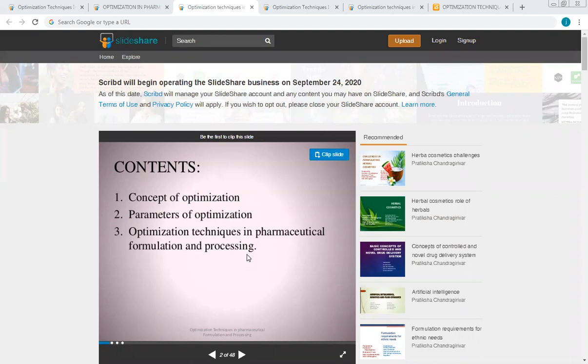Today, I will discuss the topic optimization technique in pharmaceutical formulation. So, firstly, we start this topic. The first one is the concept of optimization, the second one is parameters of optimization, and the third one is optimization technique in pharmaceutical formulation and processing.